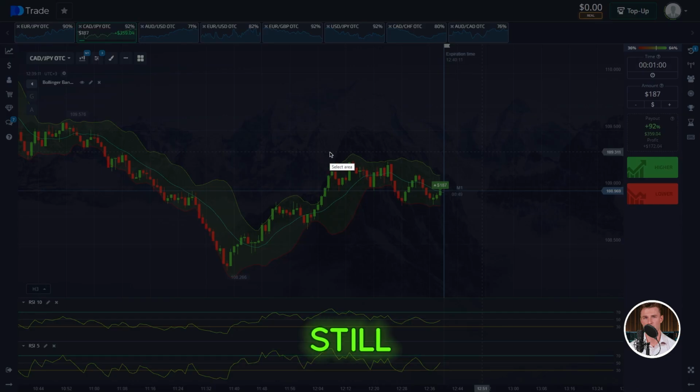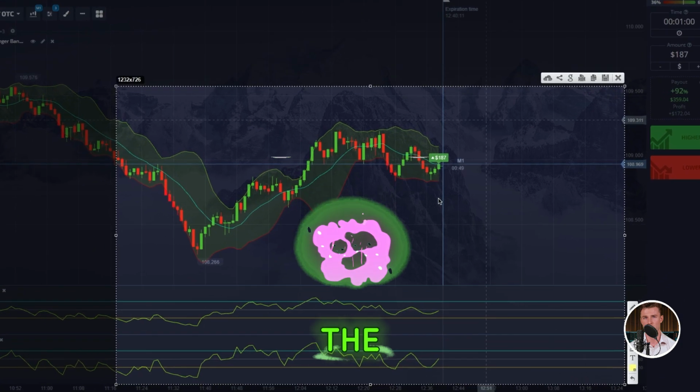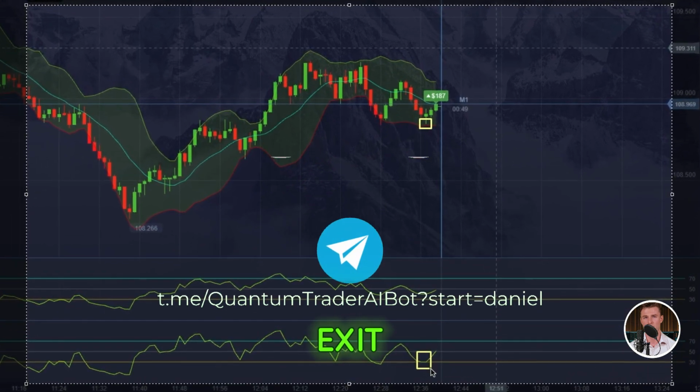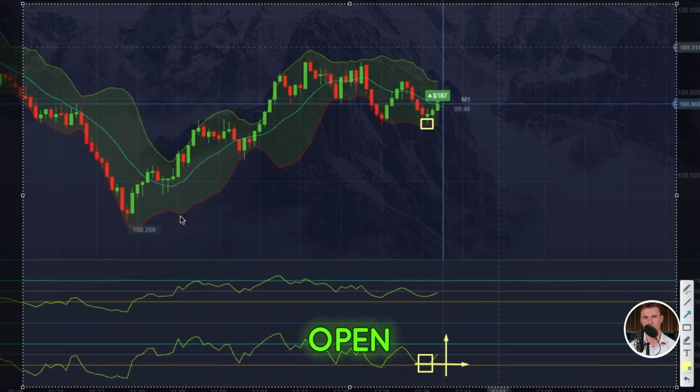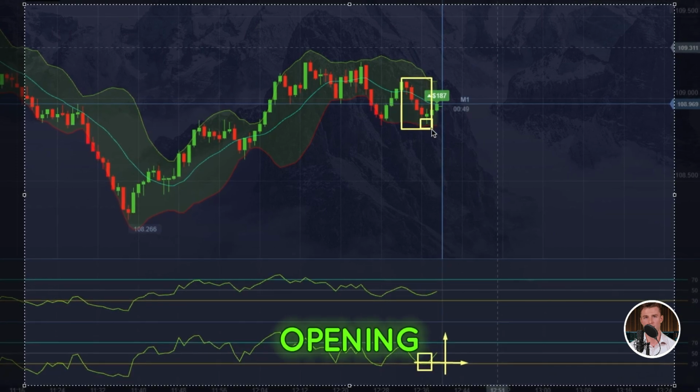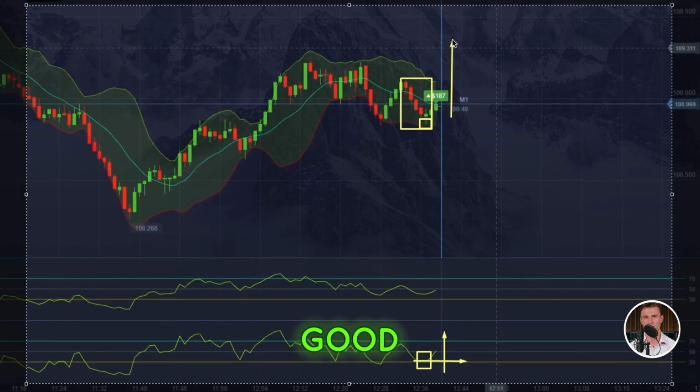In general, we still have a good touch point here. Here we touched the lower moving line. Here there was an exit from the oversold area. Upward dynamics, respectively, we open according to the trend. We see a price correction. In general, opening according to the trend is always a good sign.